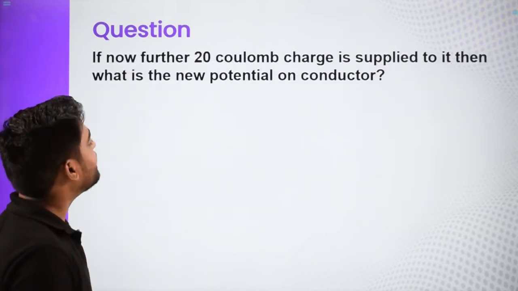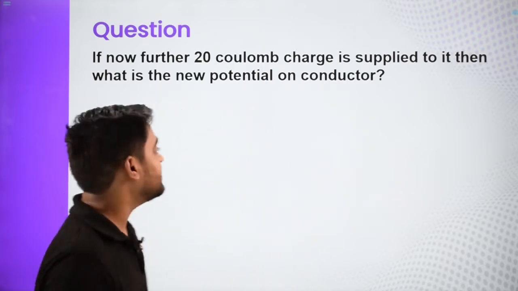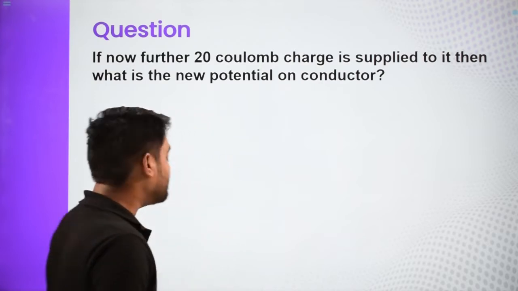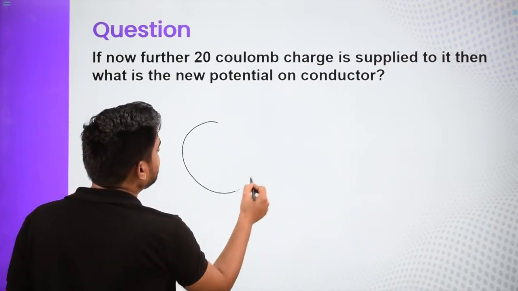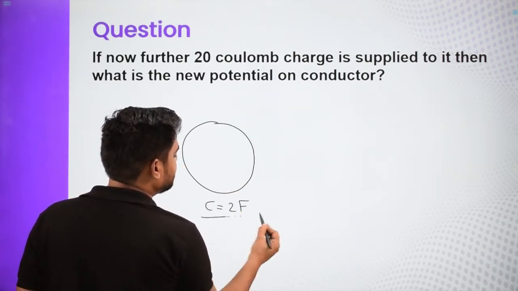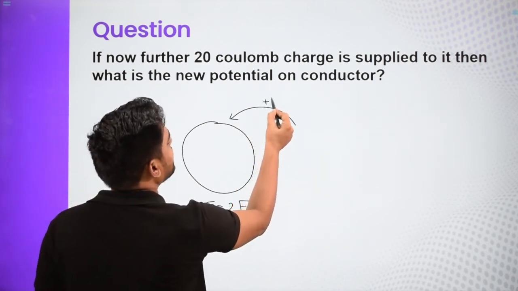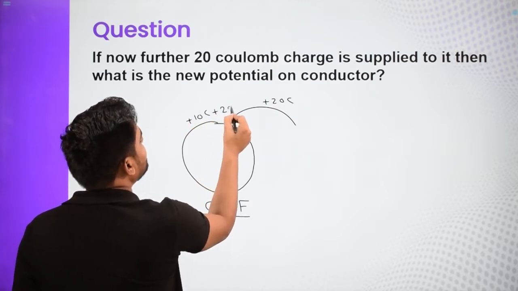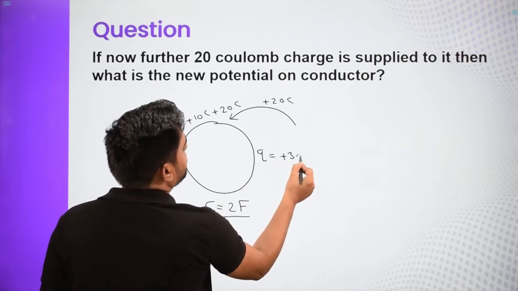Now if a further 20 coulomb charge is supplied, then we need to find the new potential of the conductor. We already know that the capacitance of this conductor was 2 farad. This is what we just found, and now we are supplying another 20 coulomb charge. So there was already 10 coulomb charge, and then another 20 coulomb charge. So the overall charge becomes 30 coulomb.